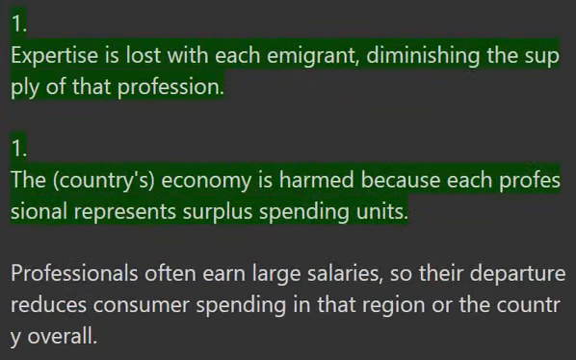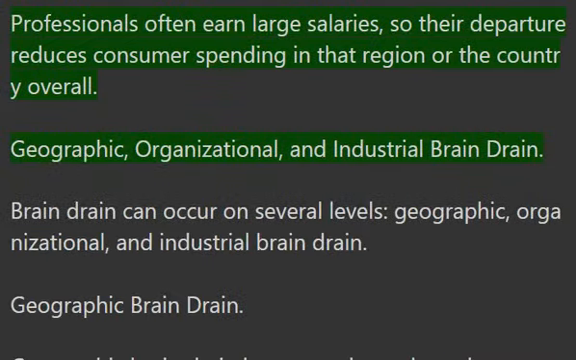One, expertise is lost with each emigrant, diminishing the supply of that profession. Two, the country's economy is harmed because each professional represents surplus spending units. Professionals often earn large salaries, so their departure reduces consumer spending in that region or the country overall. Geographic, organizational, and industrial brain drain. Brain drain can occur on several levels: geographic, organizational, and industrial.